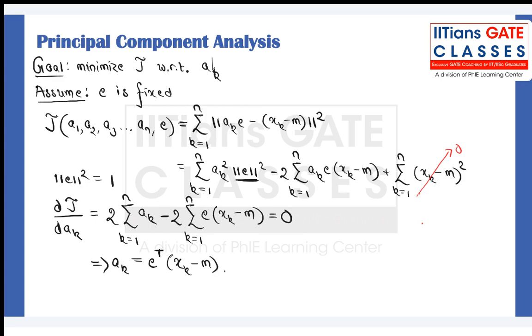Now, what does it mean? Geometrically it means, again, let me write this down, it's an important point. Geometrically it means ak is nothing but the orthogonal projection of xk on the line that is passing through M, or passing through the mean.